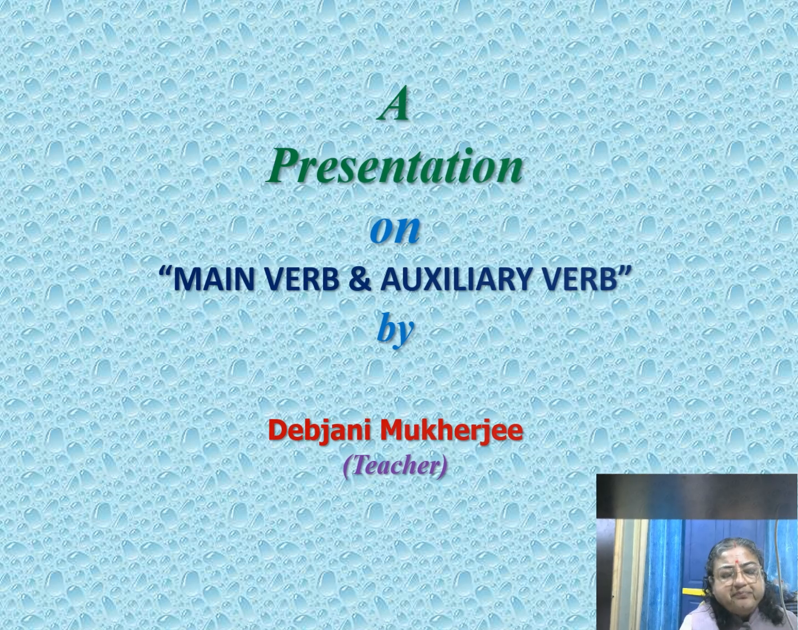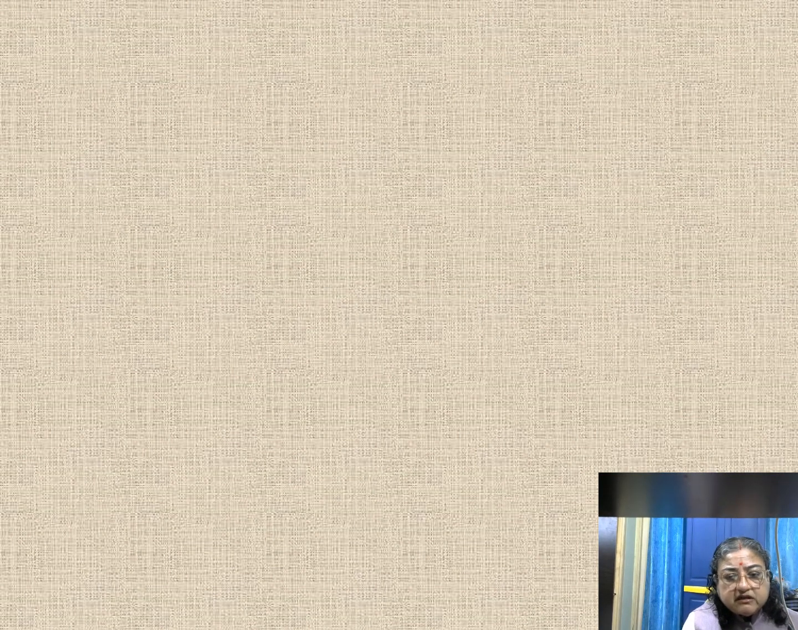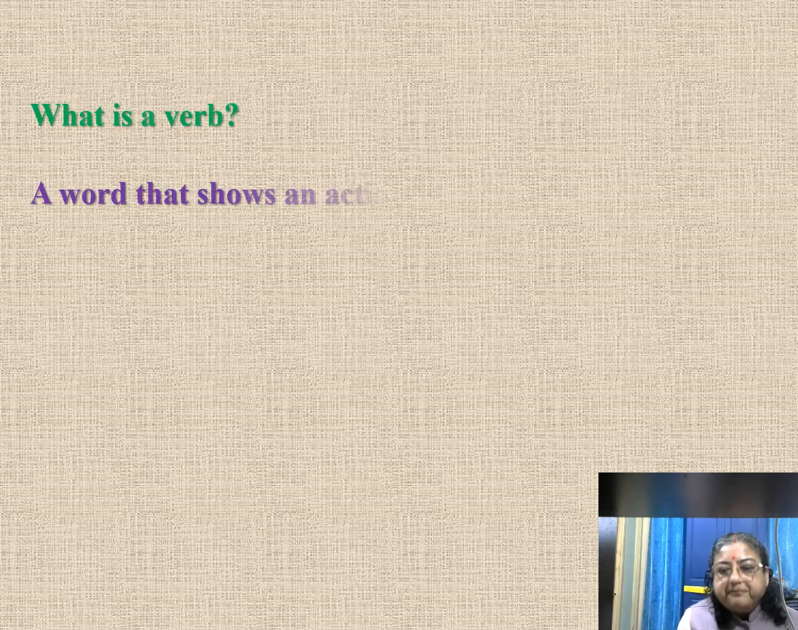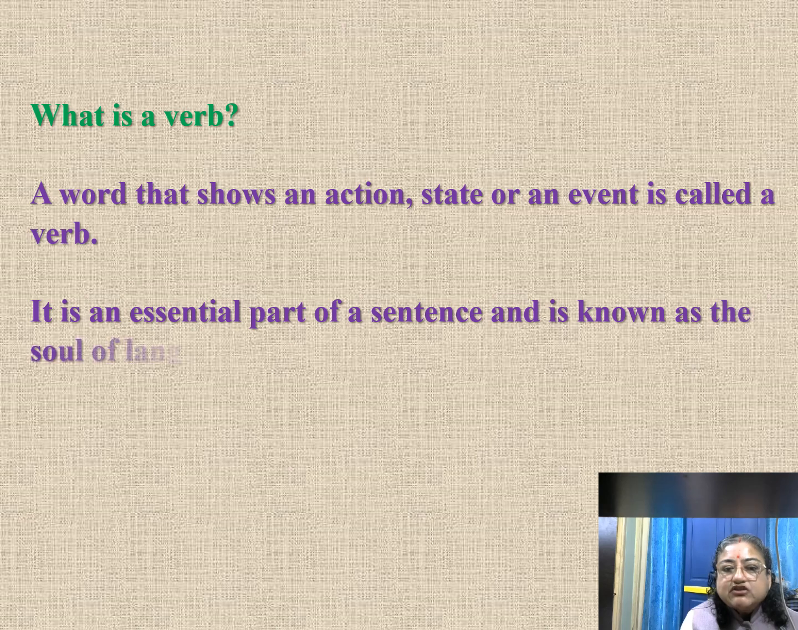Main verb. First, try to understand what a verb is. A word that shows an action, state, or an event is called a verb. It is an essential, that means very important, part of a sentence, and is known as the soul of language.